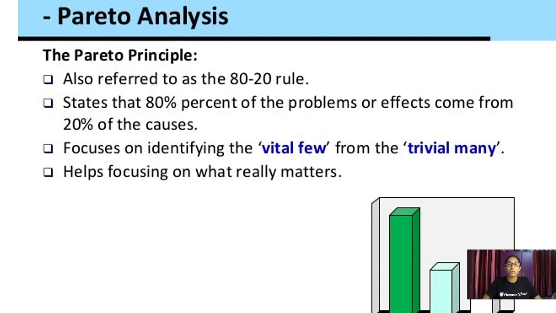It also refers to the 80-20% rule. It is also called that. It states that 80% of the problems or effects come from 20% of causes. So it depends upon effect and cause. Third, it focuses on identifying the vital few and the trivial many. Okay, so that is the main focus of it. It helps us to focus upon what really matters and what actually does not.